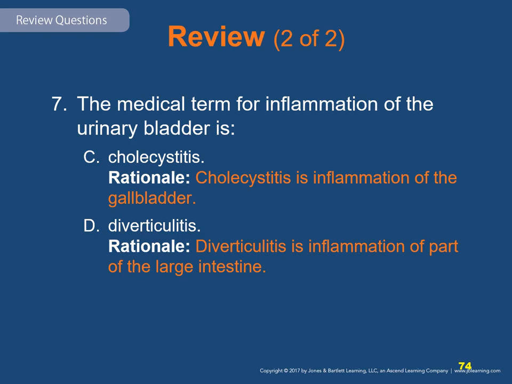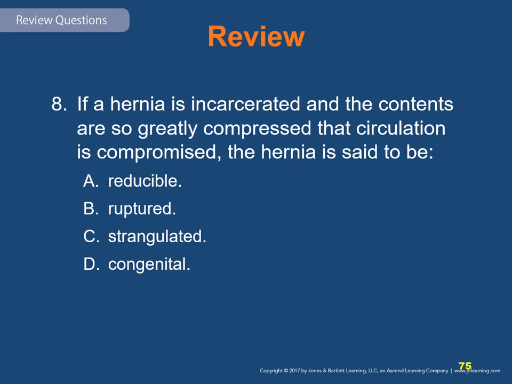So let's move on to number 8. If a hernia is incarcerated and the contents are so greatly compromised that the circulation is compromised, the hernia is said to be A. reducible, B. ruptured, C. strangulated, or D. congenital.